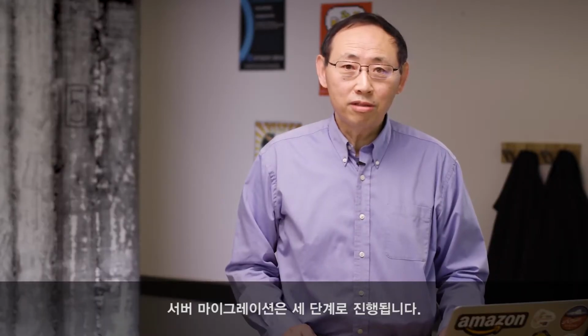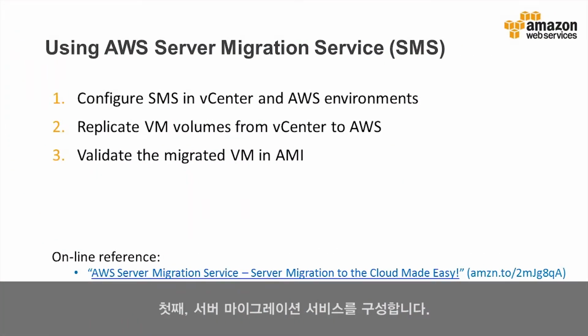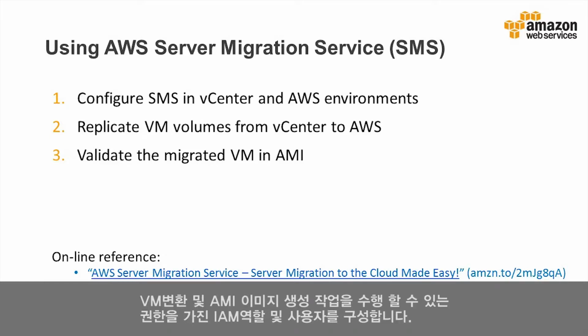The Server Migration takes 3 steps. First, configure the Server Migration service. In the vCenter environment, we configure the Server Migration service connector. On the AWS side, we configure IAM role and user with permissions for the connector to access S3 and SMS to operate on VM conversion and AMI image creation.